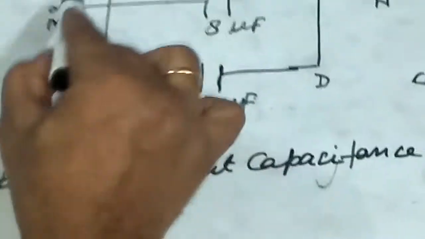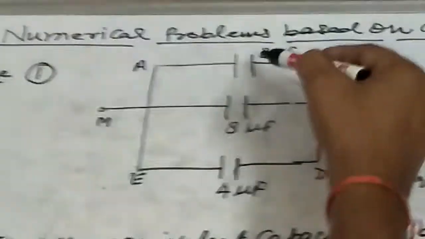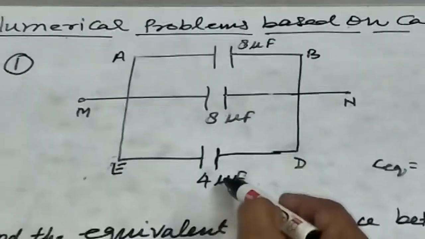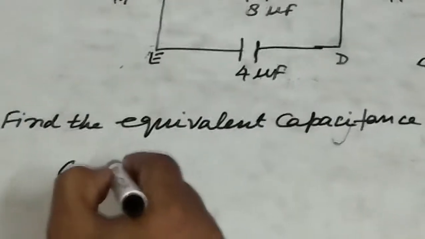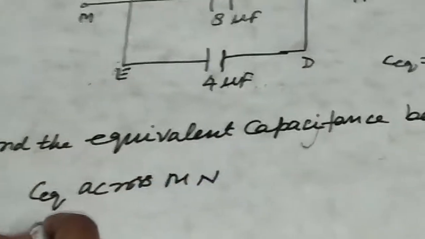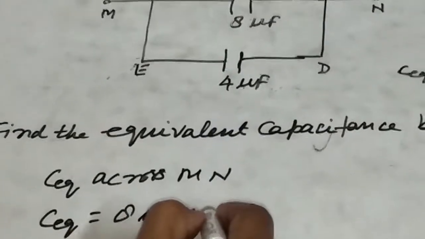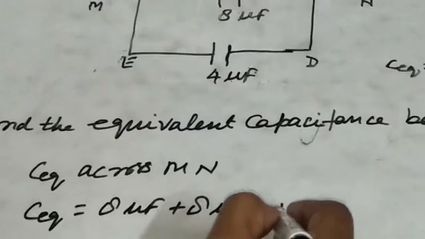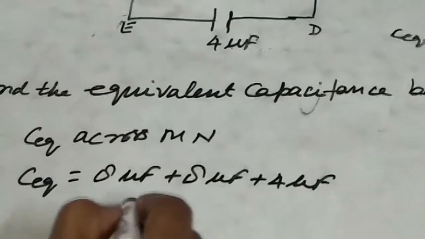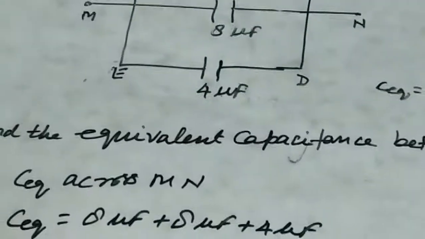And now you can see here across MN 8 microfarad, 8 microfarad and 4 microfarad. These three capacitors are joined in parallel. So their C equivalent across MN, we can write simply, is 8 microfarad plus 8 microfarad plus 4 microfarad, and simply you can say this one is 20 microfarad. It means the equivalent capacitance of this combination of the capacitors across MN is 20 microfarad.